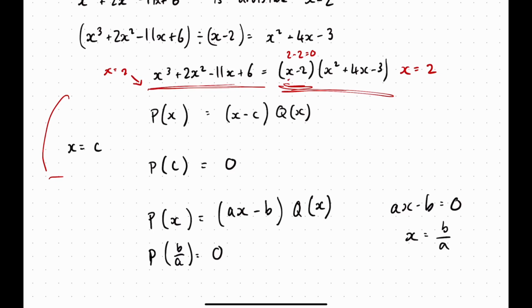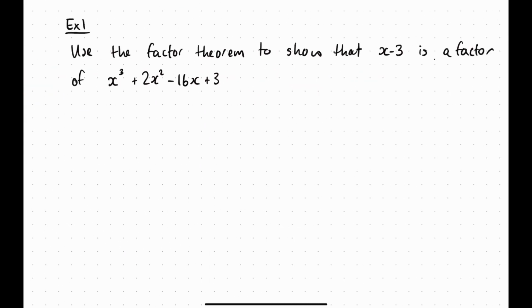For instance, if I have a look at a question which is like this, use factor theorem to show that x minus 3 is a factor of this, all I have to do is say if x minus 3 is equal to 0, x must be 3. Okay? If I substitute 3 into this, and it also is equal to 0, then x minus 3 must be a factor.